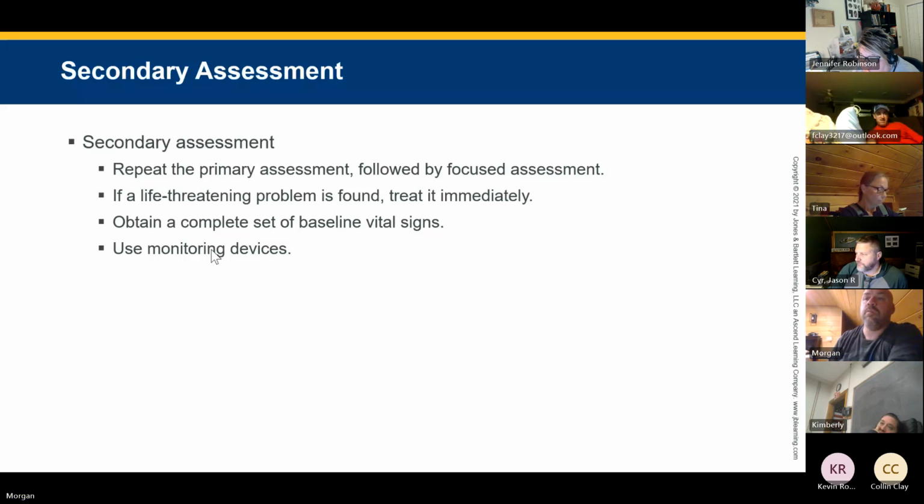Right. But if they are altered, or if there is trauma, or if there's something, we want to do a detailed physical exam. A rapid trauma assessment, then a detailed one. Yes, ma'am.